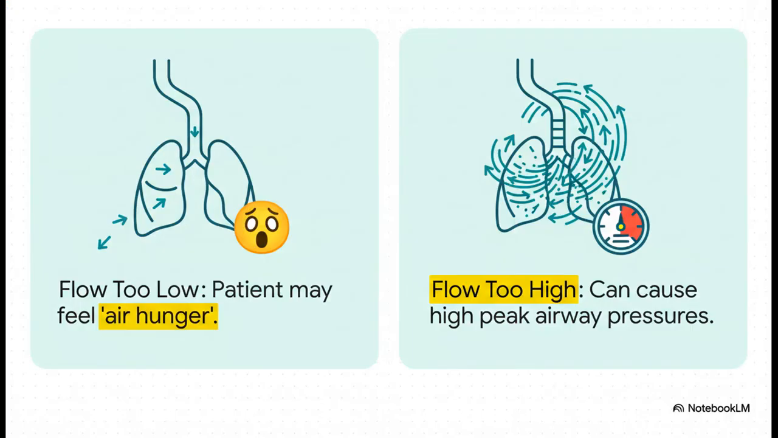See, adjusting the flow is all about getting the patient in sync with the ventilator. If the flow is too slow, the patient might feel like they're starving for air. It's this awful feeling called air hunger. But if it's too fast, it can create really high, dangerous pressures in their airways. So the goal is to find that perfect sweet spot where it feels like the machine is working with the patient, not fighting against them.